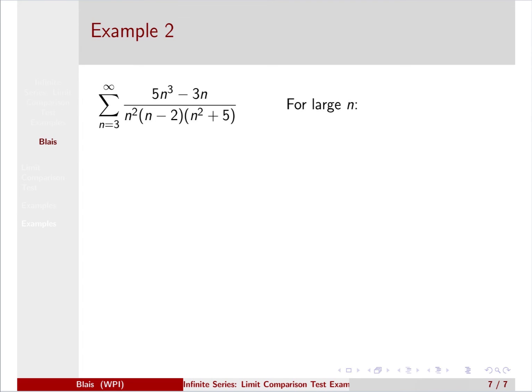We look at another example, and we'll take a similar approach here. For this sum, this is a rational function. Let's identify the dominant term in the numerator and the dominant term in the denominator and choose our b sub n to be the ratio of those dominant terms. So first we note in the numerator the dominant term is 5n cubed.